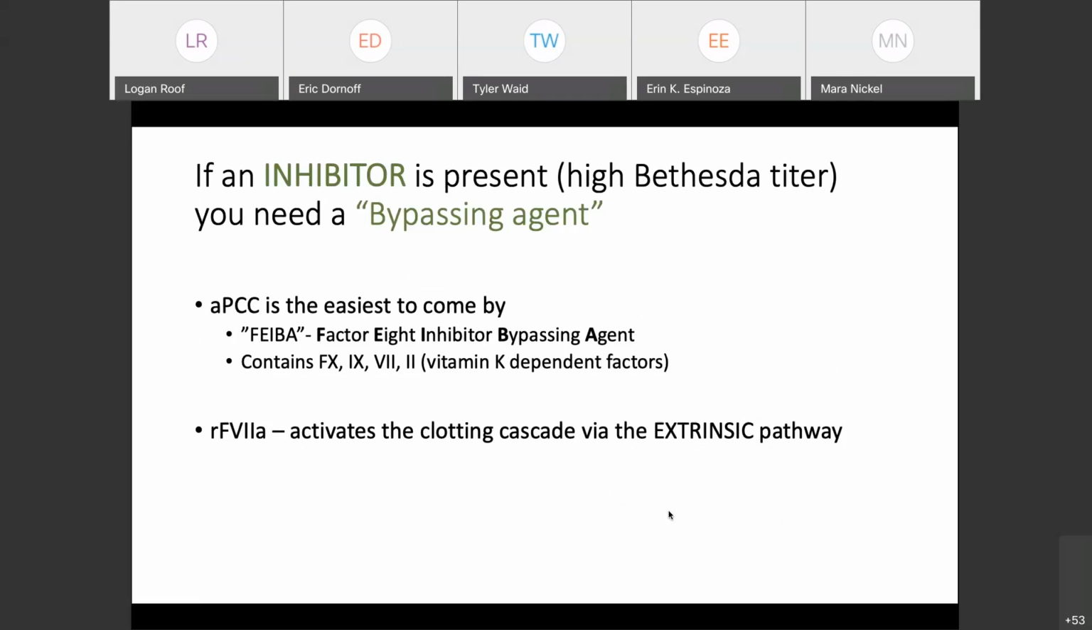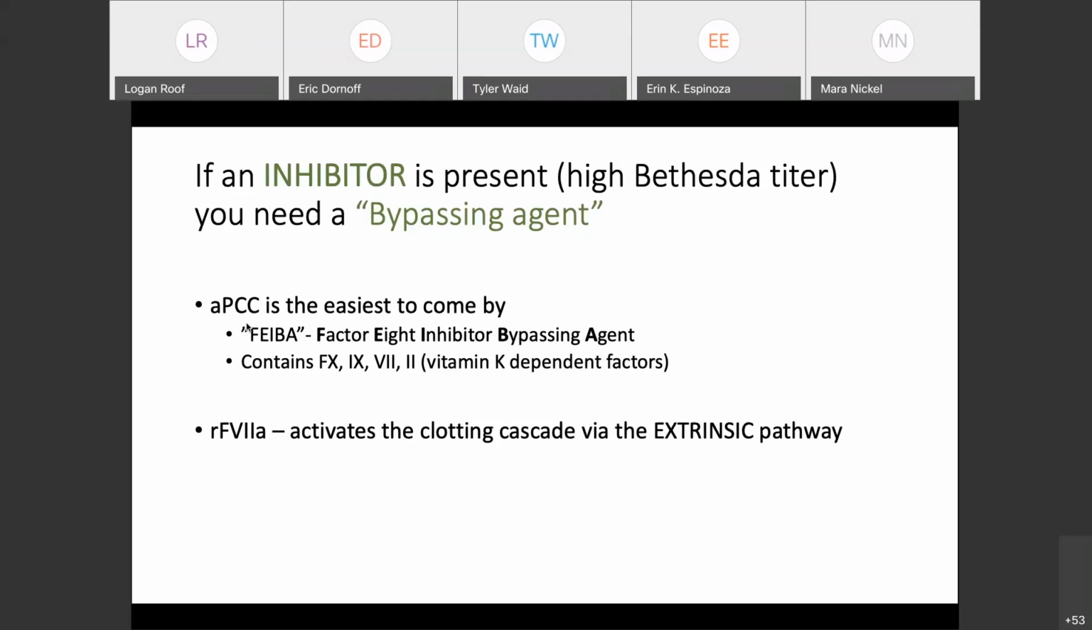So, what if you actually had that inhibitor present? Remember that would be where you have a high Bethesda titer. What you really need is what we call a bypassing agent. And there's two broad types. There's activated PCC, and that's really the easiest to come by in any hospital. The brand name is FEIBA, and that stands for factor VIII inhibitor bypassing agent, and it contains factors 10, 9, 7, and 2. And remember, those are your vitamin K dependent factors.